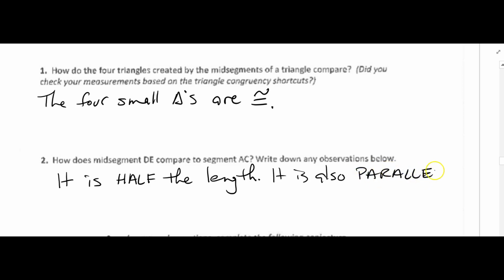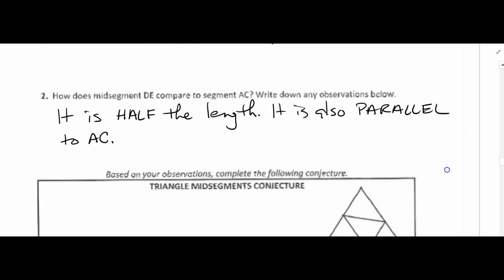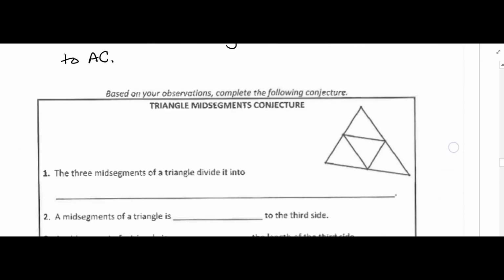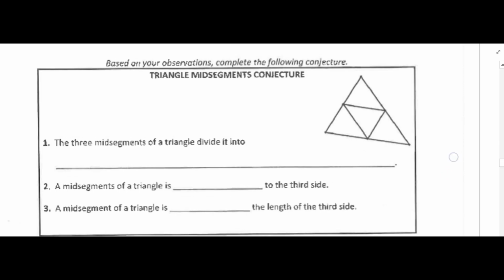It is also parallel to AC. So these 2 informal observations that we made about that triangle up there, we're going to use for the triangle midsegments conjecture.